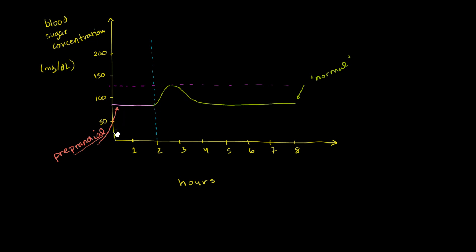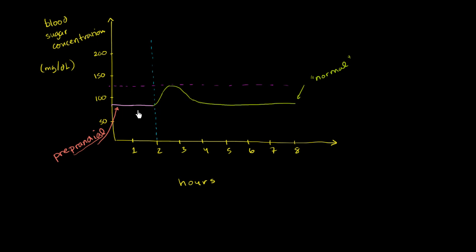Now, if someone has diabetes, if either they have type 1 and don't have enough insulin to process the glucose, or if they have enough insulin but their body is desensitized to it, so the insulin isn't being processed properly and they can't process the glucose, we've seen that the glucose concentrations will go up.